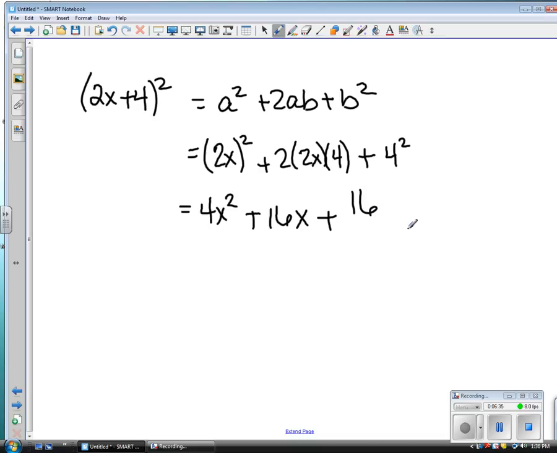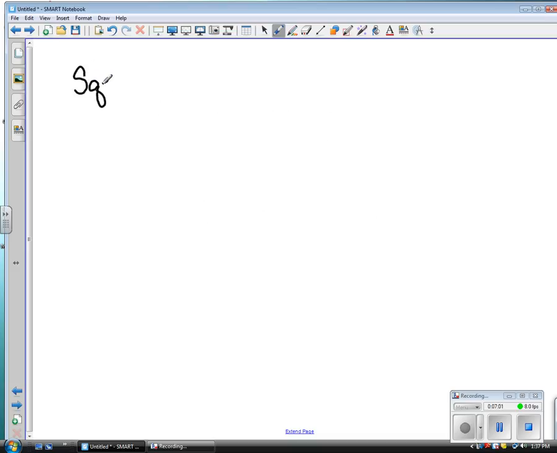Could I have expanded that and used FOIL? Yes, you could have. But hopefully, you're going to get to the point that you're going to even be able to skip this step once you memorize this formula here and you can do that math in your head. So that's the goal, to help shorten those formulas for you. Any question on the square of a sum? Okay, we're moving ahead. Square of a difference.